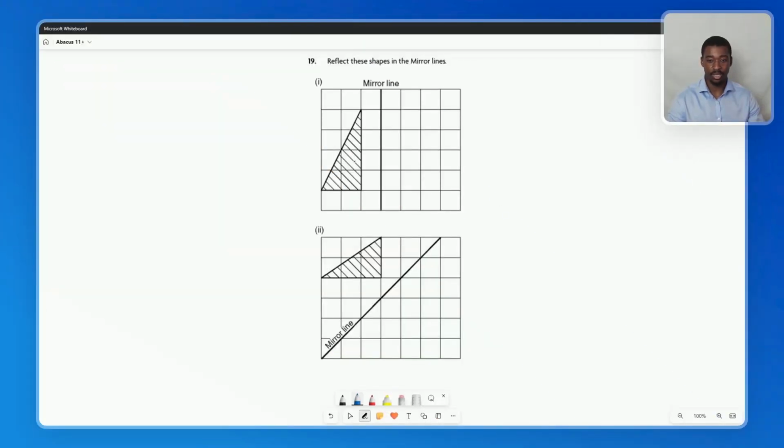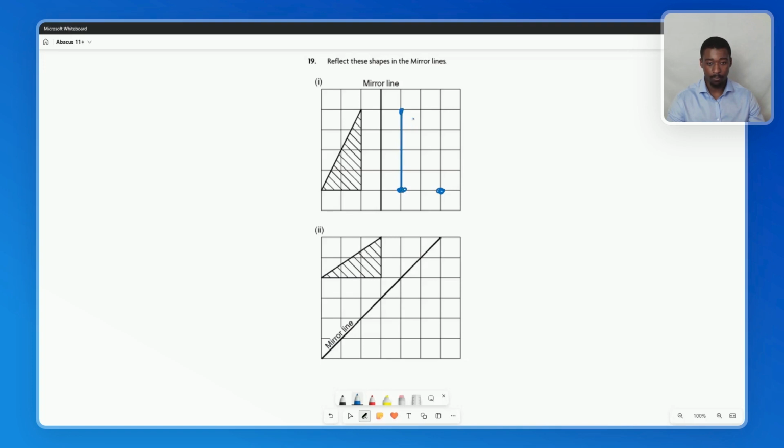Okay, so now we have some shape reflection questions. So we have this shape here, and we're going to reflect this in this mirror line. So best way to do this is to do it point by point. So here, it's 1 away, so we put 1 away here. Same thing here, 1 away, and then 1, 2, 3. So 1, 2, 3 here. Okay, clean it up and join up these points, and we should get the reflected shape.